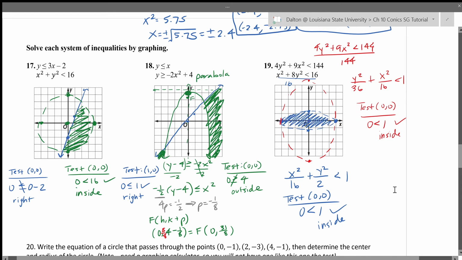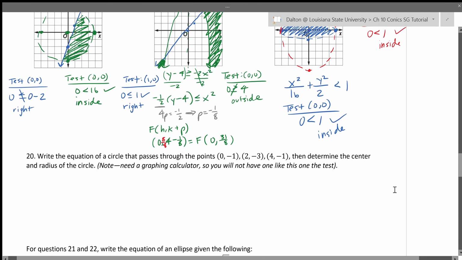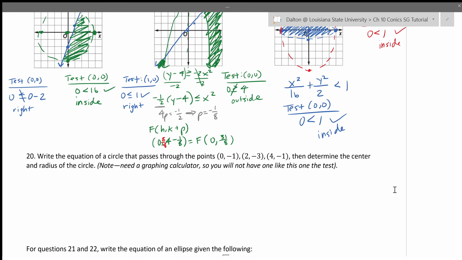Number 20 asks you to write the equation of a circle that passes through these 3 points and then determine the center and the radius of the circle. Note, you have to use a graphing calculator for this question. I know you won't get to use a graphing calculator for the test. Therefore, you can deduce that one will not be on the test. But for the sake of just practicing what we've learned through the chapter, it's on your study guide.